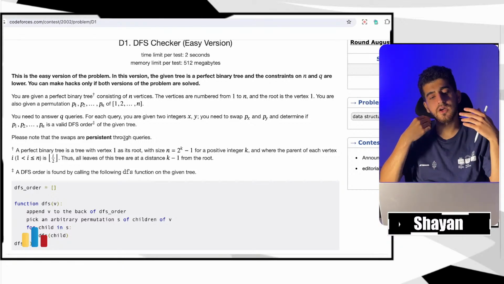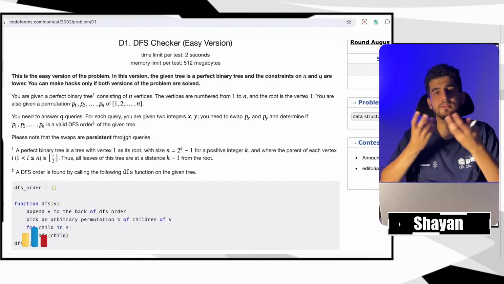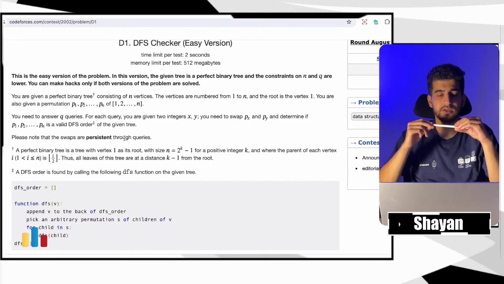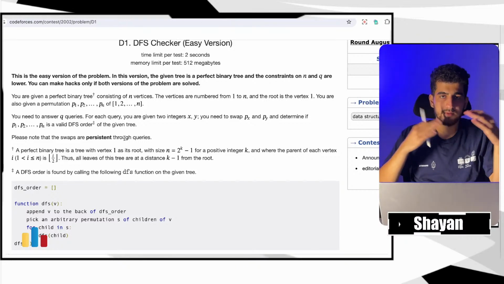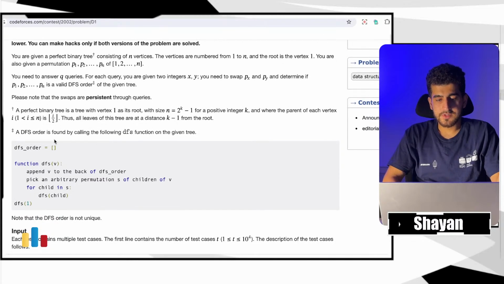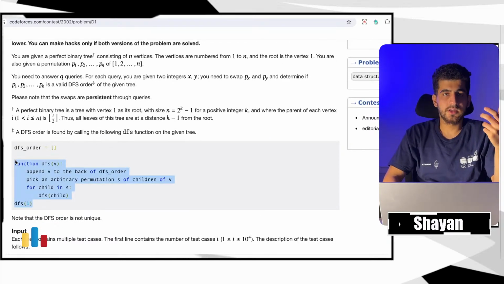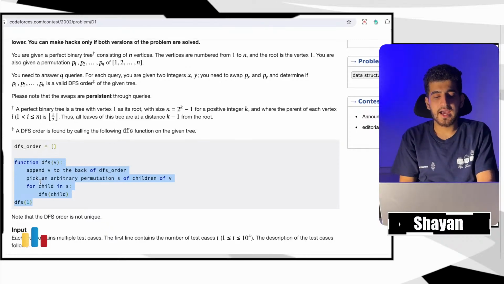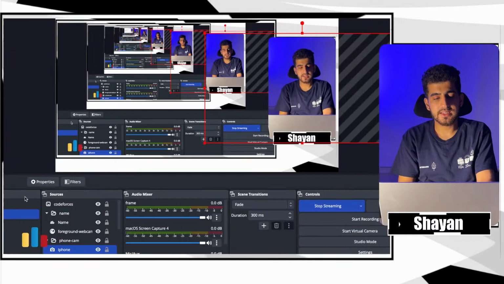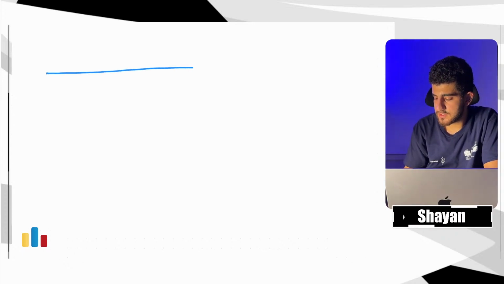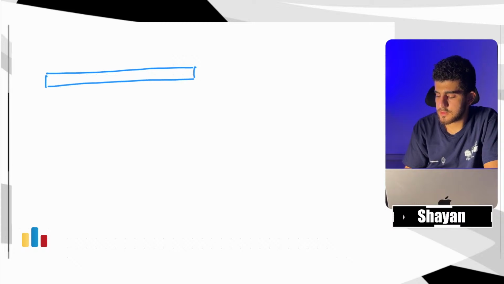Okay, and the swaps are persistent. They will remain, after doing them, they will remain in the next queries. Everything will not be reset. And the DFS order is like this. I mean, you run a DFS, the order of the vertices you visit. I believe that you already know this. And it is not unique. You have to say that. So after each swap, you need to say if the order that we have is a valid DFS order.